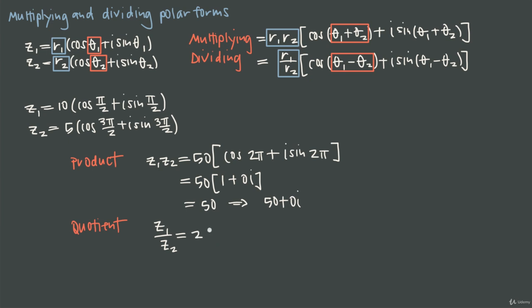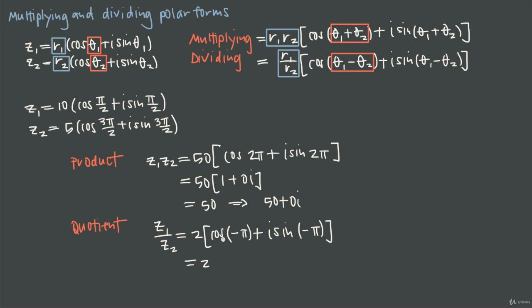Well, 10 divided by 5 is 2, so we get 2 out in front, and then we'll say cosine of theta 1 minus theta 2. Well, that's pi over 2 minus 3 pi over 2. So pi over 2 minus 3 pi over 2 is a negative 2 pi over 2, or just a negative pi. So we're going to get cosine of negative pi plus, following our quotient formula here, i sine of the same angle, so negative pi. This is the quotient of the complex numbers in polar form, and again, we could leave it this way, or we could put it back into rectangular form by evaluating cosine and sine at these angles.